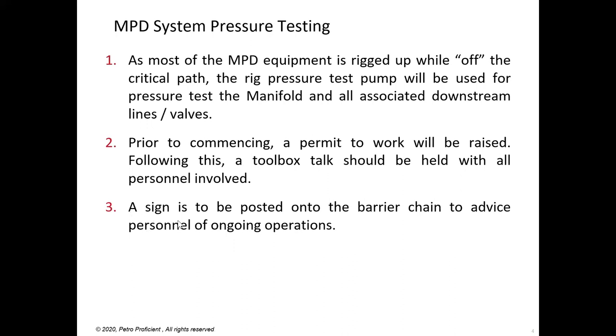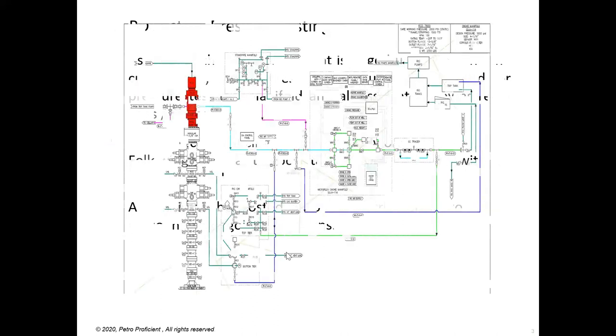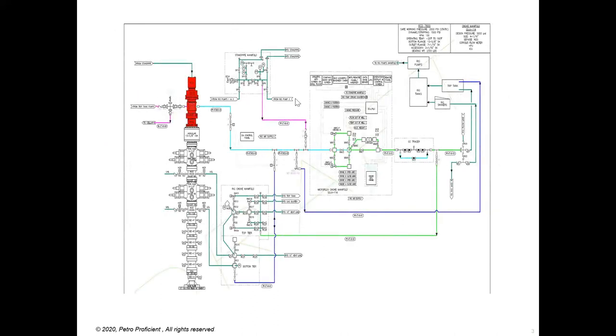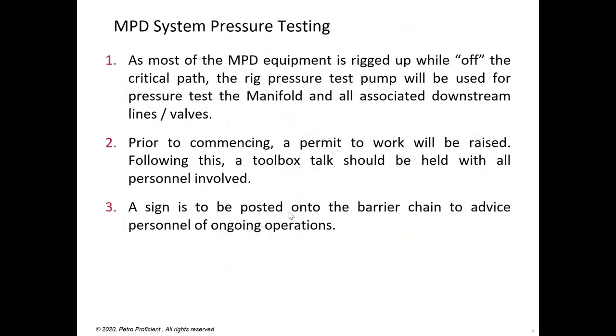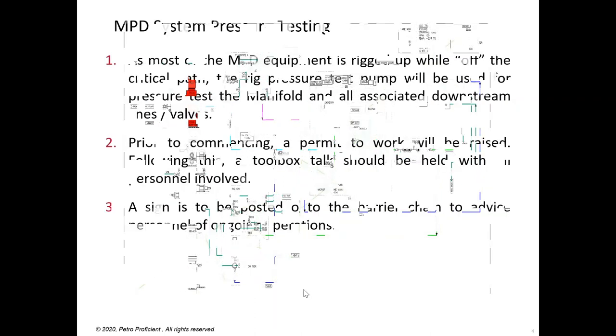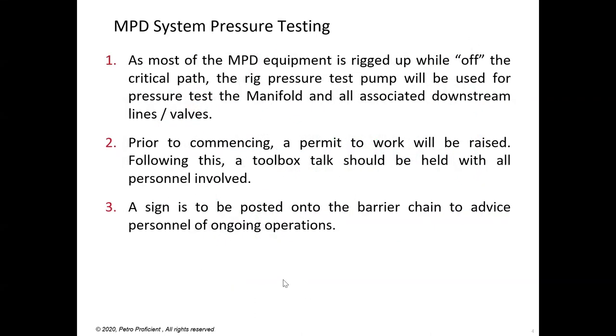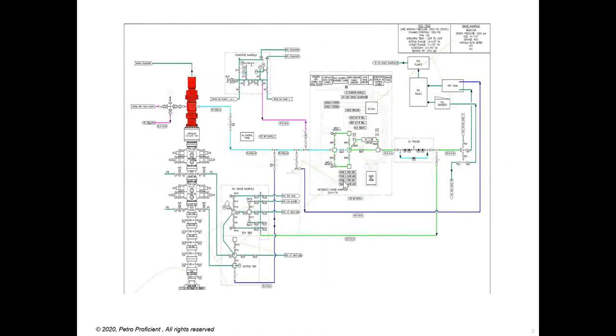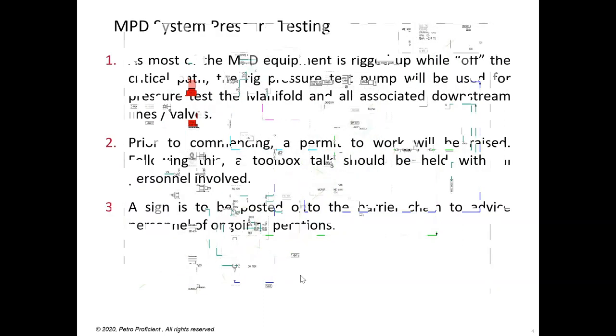Most importantly, a sign is to be posted along with the barrier chain to advise personnel of the ongoing operation. Whenever you are doing all these activities, you need to barricade this place with the barrier tape and post a sign to say that there is work going on. If you are doing pressure testing of a particular system here, you need to mention that, because you are dealing with high pressure and people need to know that they shouldn't come. Otherwise, a friend or somebody will just walk past to see what these guys are doing, and they will end up getting involved in a dangerous situation.